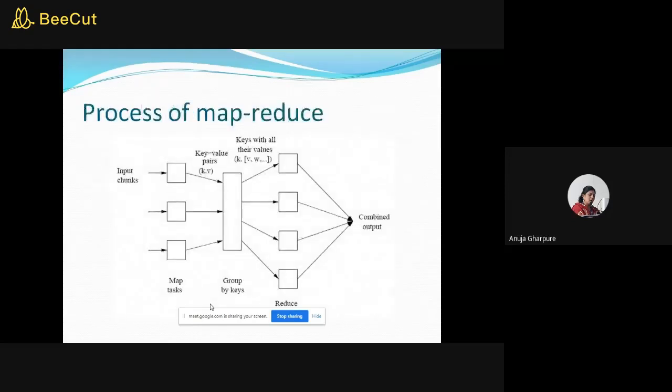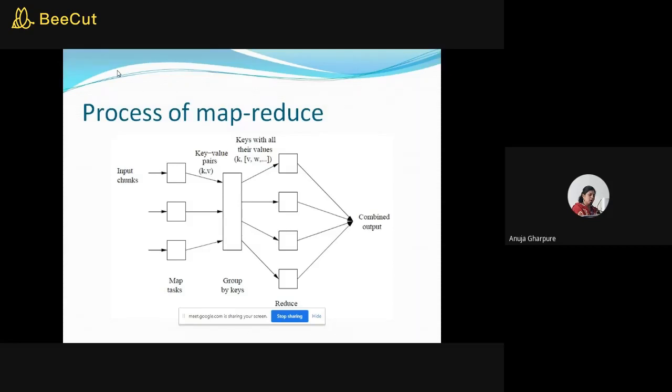So it's a simple processing for map and reduce. What we see here is the map task. Map task has the input chunks. So what does chunk mean? Chunk means the elements which are formed with documents or the record.